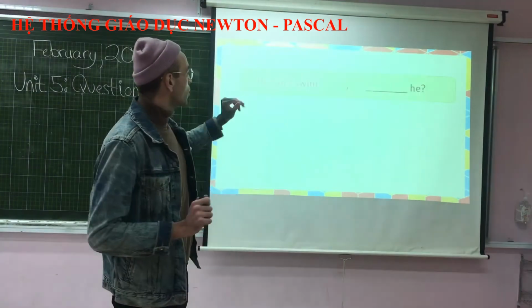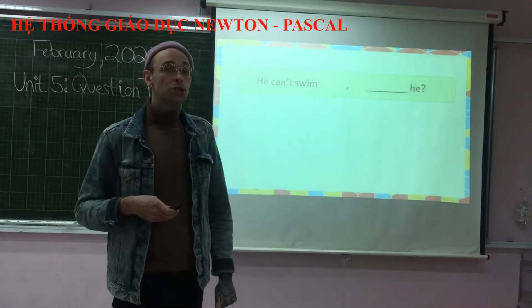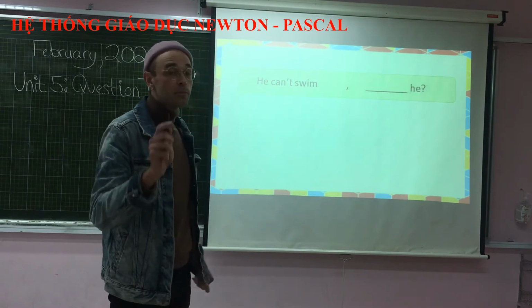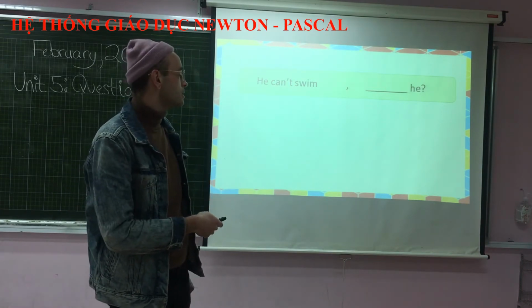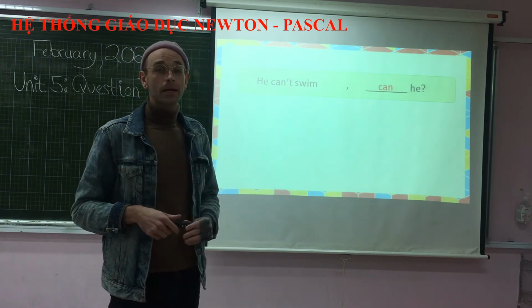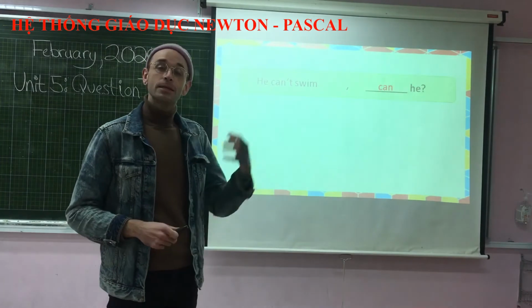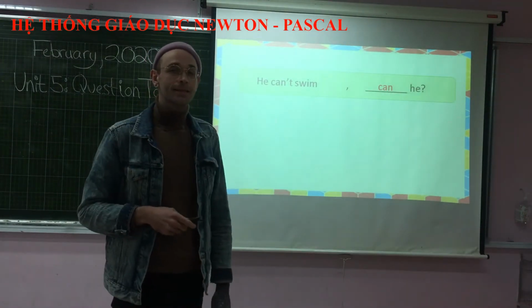Okay, so he can't swim, blank he. What should the question tag be? Well, you may have already guessed, but the question tag for this sentence is can. Why is it can? Last time we said didn't. Why don't we say can't for this sentence?